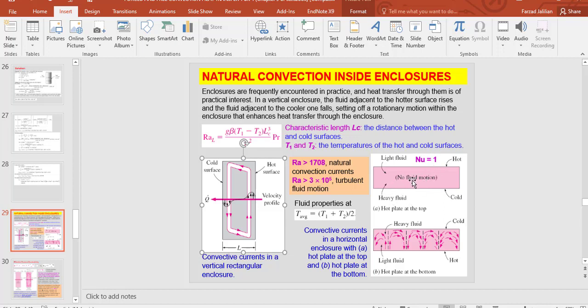And if you remember, conduction heat transfer means Nusselt number equal to 1. So for a heavy fluid, if we have a heavy fluid in the enclosure, the motion of the fluid inside the enclosure may not be enough to have convection heat transfer. How can we understand that? By calculation of this Rayleigh number. So in every enclosure, we don't necessarily have convection heat transfer. We should check if the Rayleigh number is higher than this much.